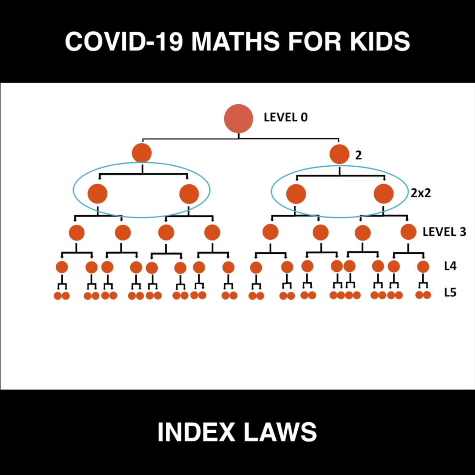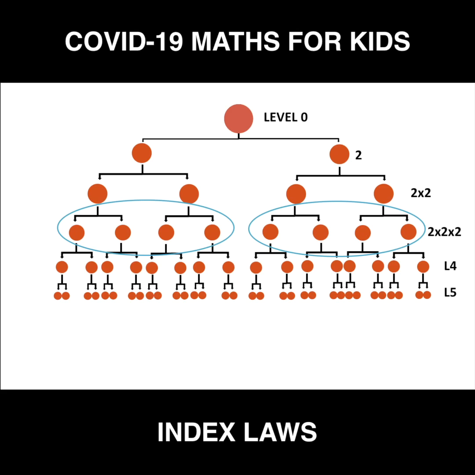At level 3 we can see that we have 2 groups, and within those 2 groups we have 2 groups of 2. So using multiplication we can write that as 2 times 2 times 2. As we continue down the diagram at level 4, we can see that we have 4 lots of 2. And at level 5 we have 2 times 2 times 2 times 2 times 2, which is 5 lots of 2 multiplied together.